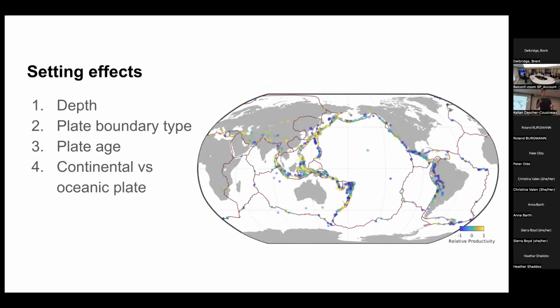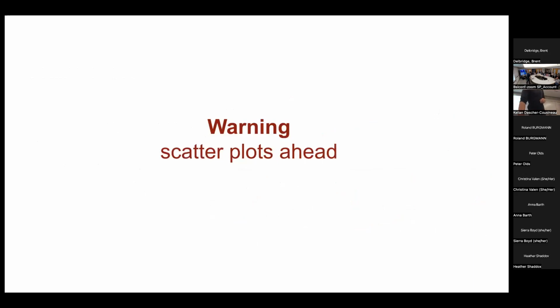So for starters, I'll investigate setting effects. These are all effects that in the literature have been tossed around as potentially influencing aftershock productivity, plus a few that we were interested in from looking at this map. Depth is a very well-known effect on aftershock productivity, but we also wanted to investigate different plate boundary types, plate age, continental versus oceanic plate. Be warned that when you do aftershock statistics, you end up with a lot of scatter plots that have a lot of fluctuation, and that's just the reality of studying aftershock statistics.